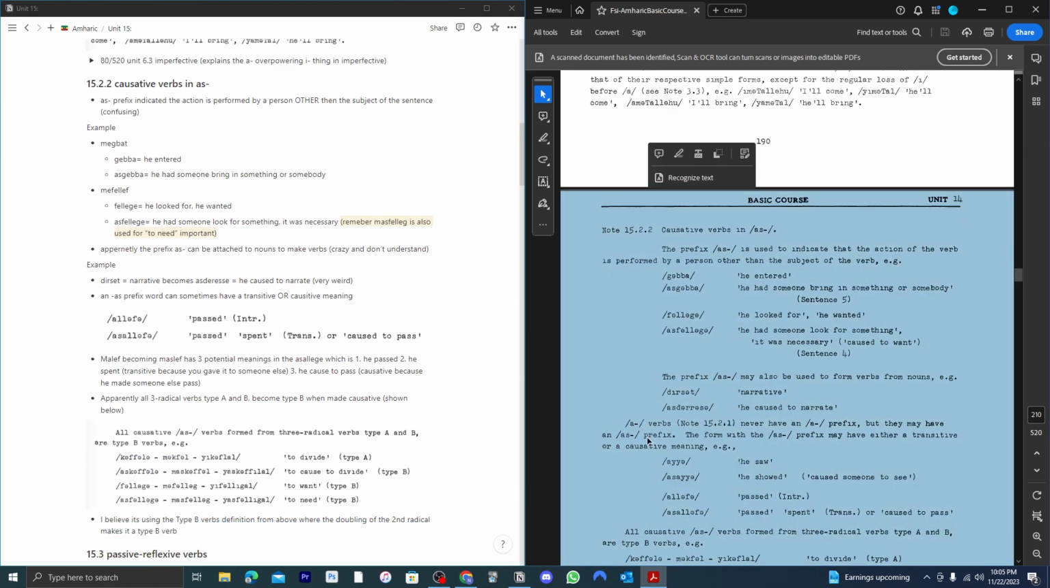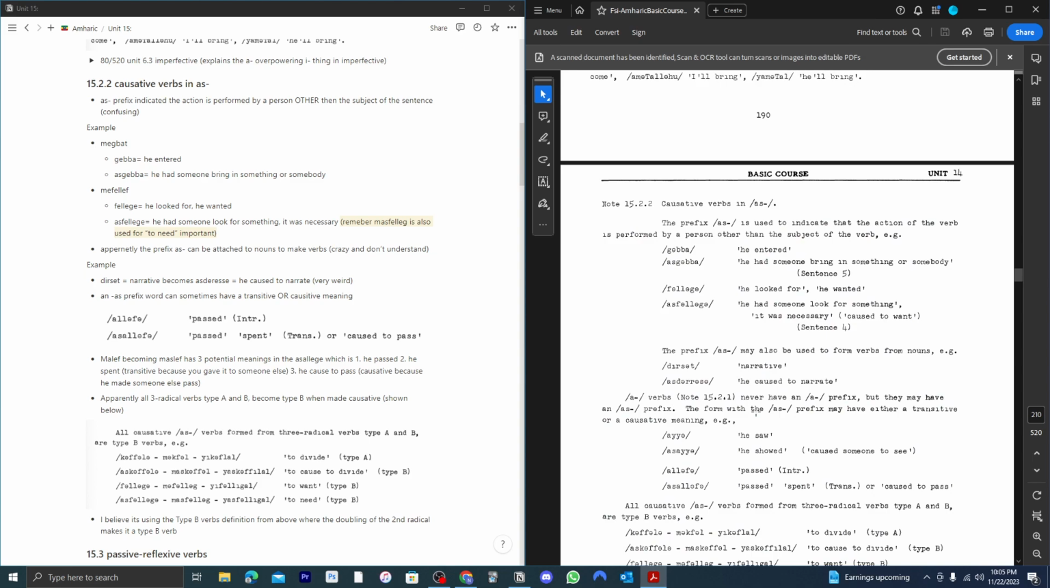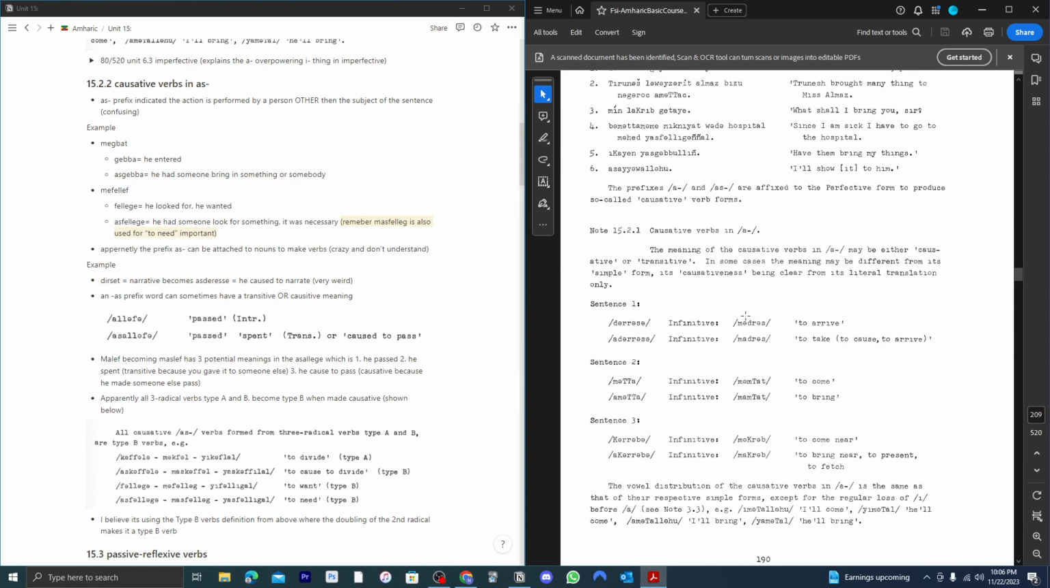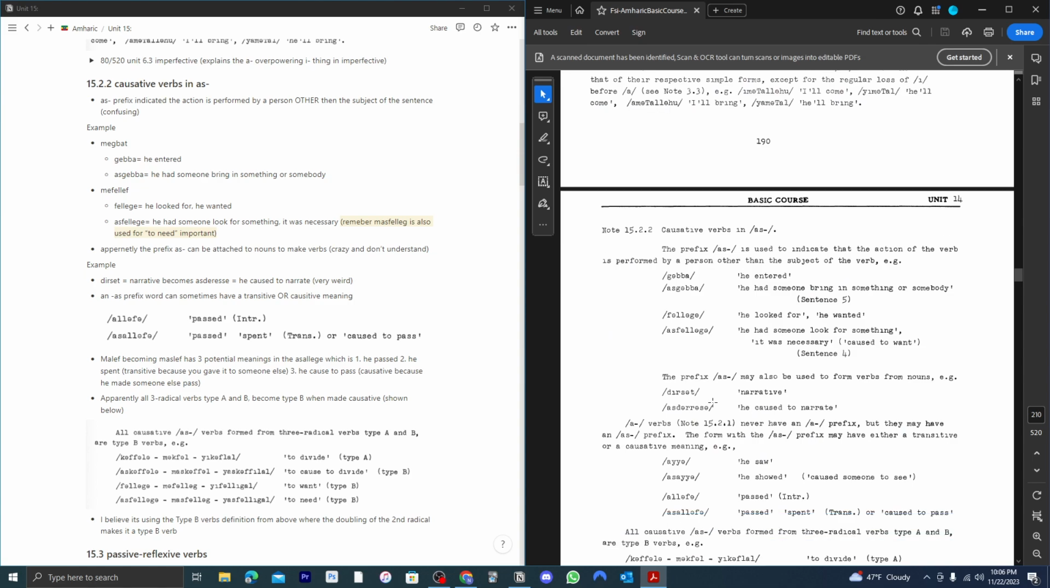Yeah. A verbs never have an A prefix, but they may have an AS prefix. The form with the AS prefix may either have a transitive or causative meaning. I guess it's trying to say Mayat will never have an A form of the verb, which I guess makes sense because Mayat already has an A, like you can't have an A form of it, but it can have an AS form of it.